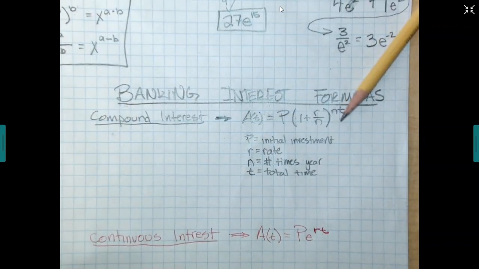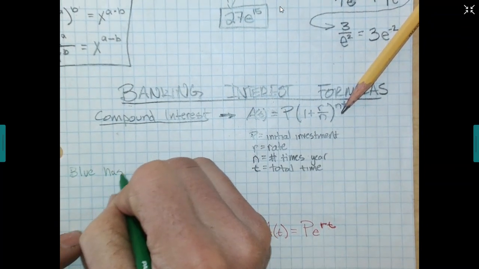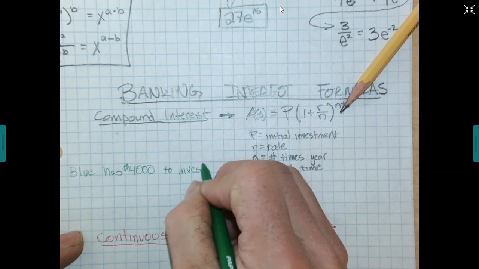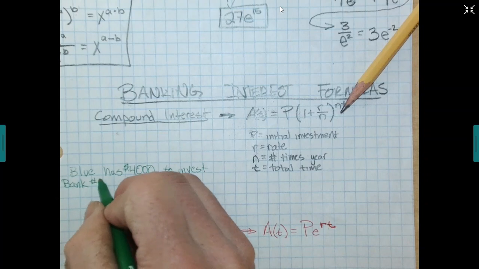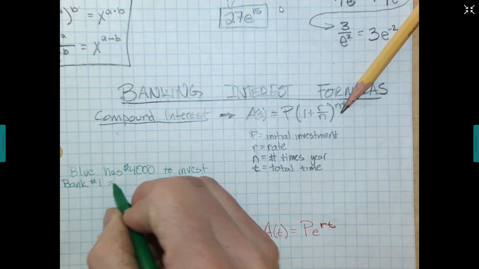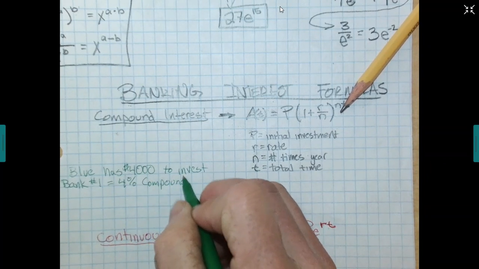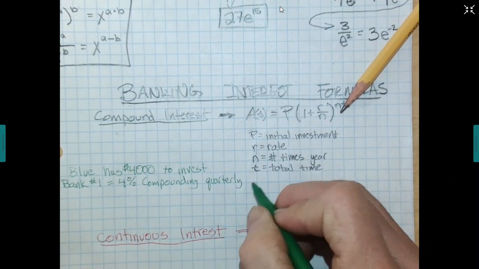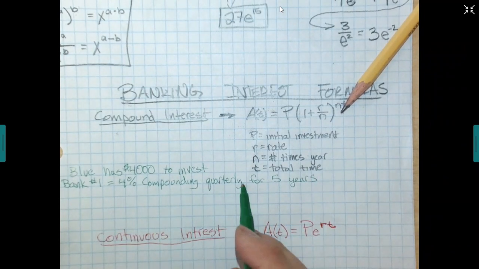Okay, so I'll use green. So blue, me, has $4,000 to invest. Dude, I'm balling. Bank number 1 has 4% compounding quarterly for 5 years. All right, 4% compounding quarterly for 5 years.